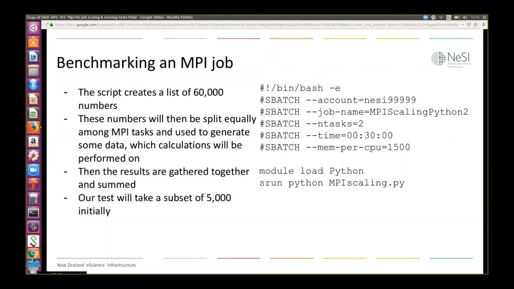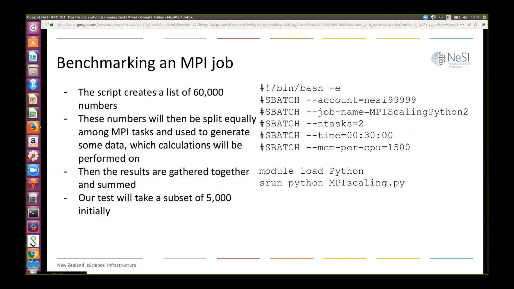One more example that we'll go through is an MPI example. Very similar to what we were doing in our OpenMP one, except this one will be splitting tasks between processes. It creates a list of 60,000 numbers, splits them between our tasks, some calculations are done there, gathers them back together, and then sums them.